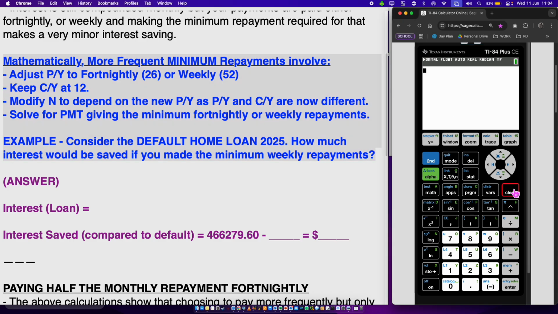I'll set up the default loan in the calculator. So the default loan was 30 years paid monthly. It was 5%. It was 500 grand. Paid monthly. So our default that we set up for 2025 was this. But now we're going to see what happens if you choose to pay fortnightly or weekly, pay the absolute minimum fortnightly or weekly.